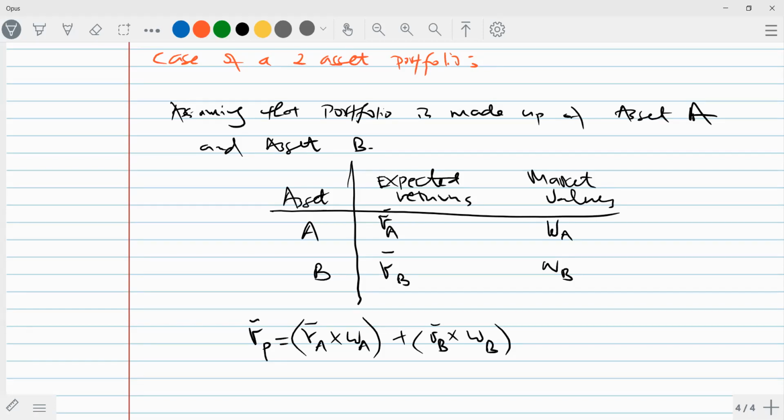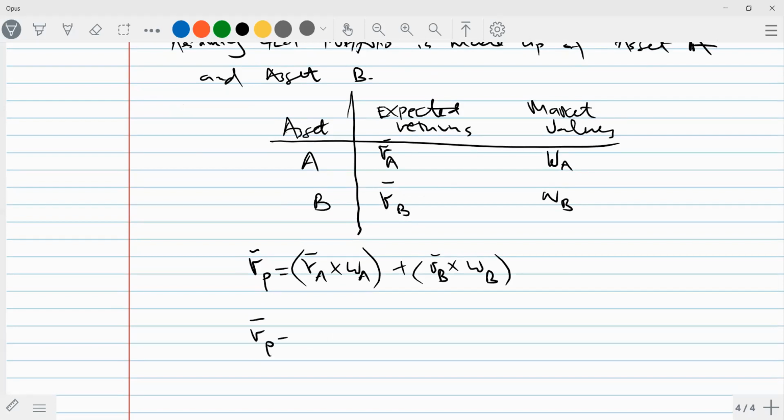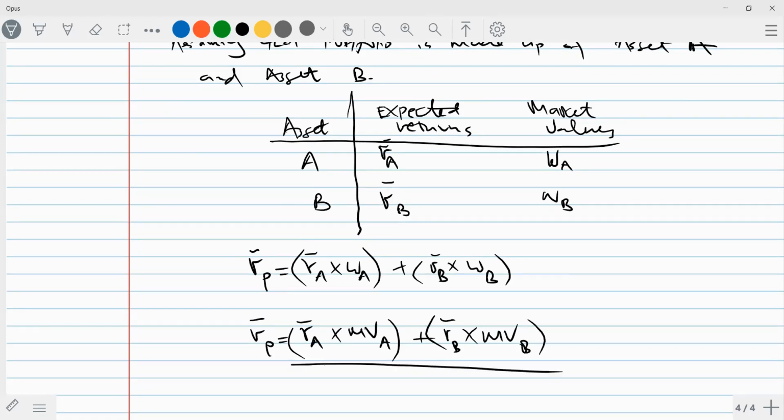And that's when you get the return of a two asset portfolio. Now, actually, how do you get that? Maybe we can just expound on this formula. It is the return of A multiplied by the market value of A, plus the return expected of B. Now I want to use the values, so the market value of B. Of course we divide by the total market value, which is market value A plus market value of B.